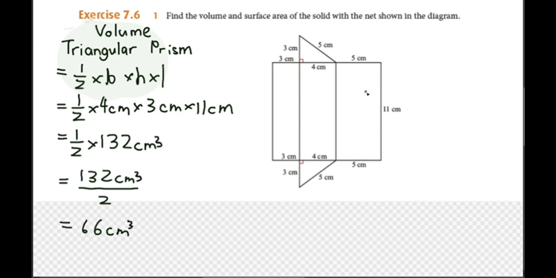is 11 cm. So the calculation will be 1/2 times 4 cm times 3 cm times 11 cm, which equals 1/2 times 132 cm cubed. So we will divide it by 2, and at the end we will get 66 cm cubed. So the volume of this triangular prism is 66 cm cubed.